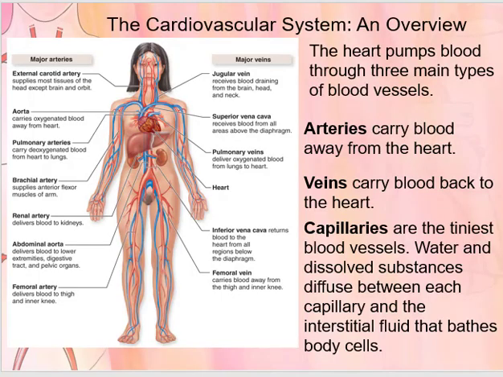Arteries carry blood away from the heart. Veins carry blood back to the heart. Capillaries are the tiniest blood vessels, and they have capillary beds all through the body to get blood to the tissues.